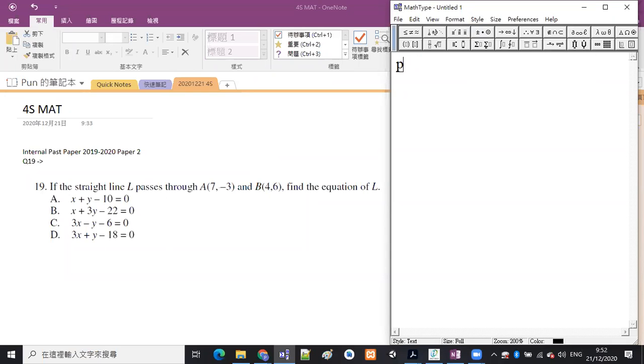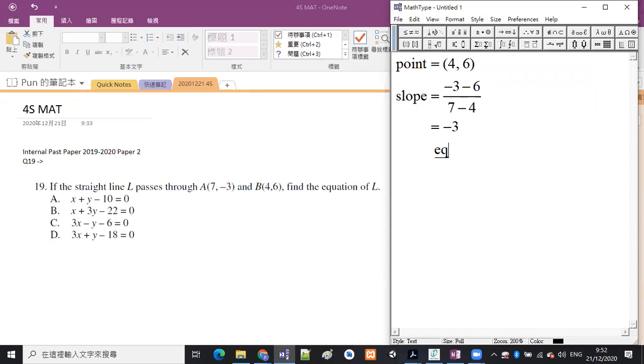Just pick a point. I will pick a point with no negative sign, so I'm going to pick point B as the point. The slope is not given directly from the question, but the coordinates of 2 points are given. So we're going to use y2 minus y1 over x2 minus x1, the slope formula, to calculate the value of the slope, which should be equal to -3.